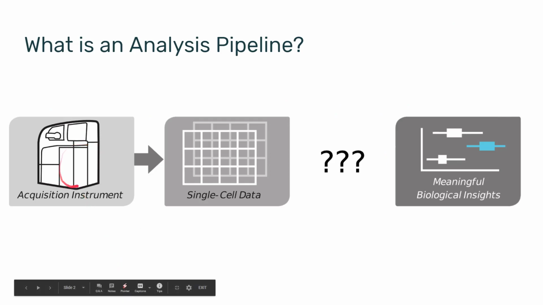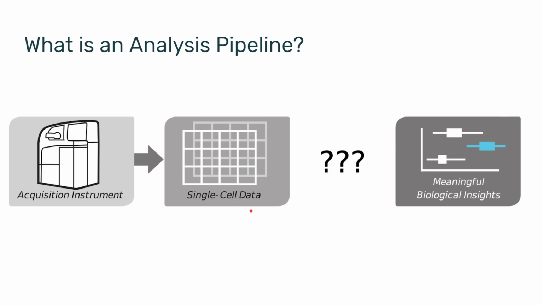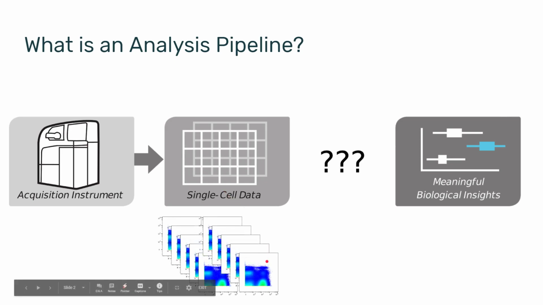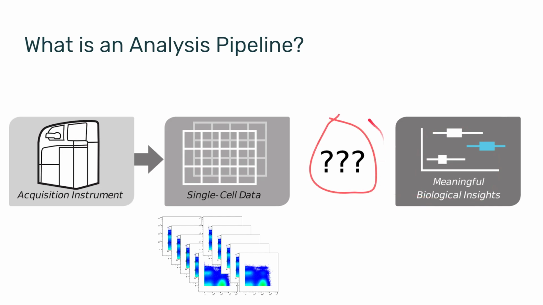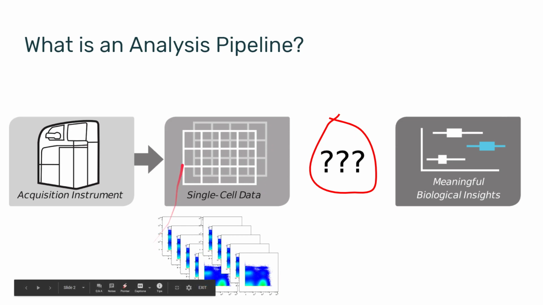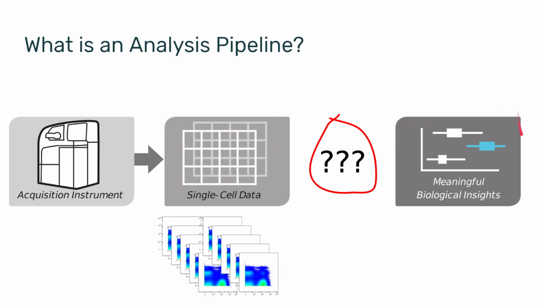You have your instrument and you use it to get some single cell data, but that single cell data doesn't have biological meaning. It's just a bunch of biaxial plots. And what you would want is to get some meaningful biological insights out of it. The analysis pipeline is these question marks. This is the connection between the raw data and something that has context, that has significance, that has value from a biology or immunology perspective.